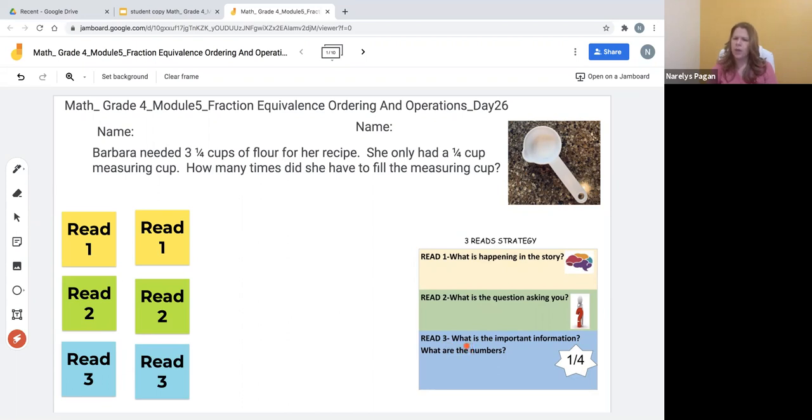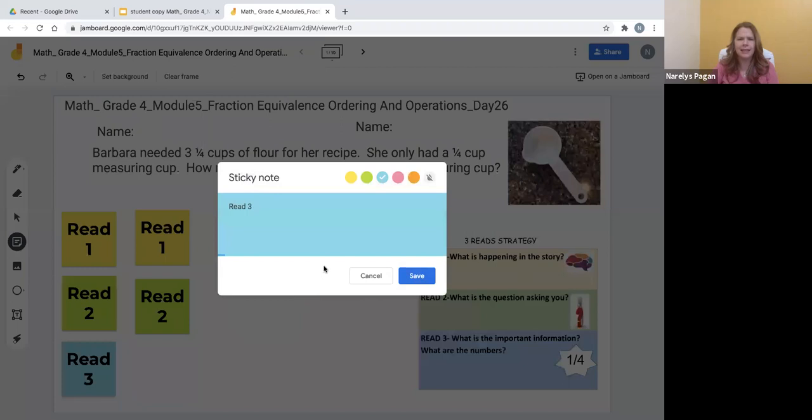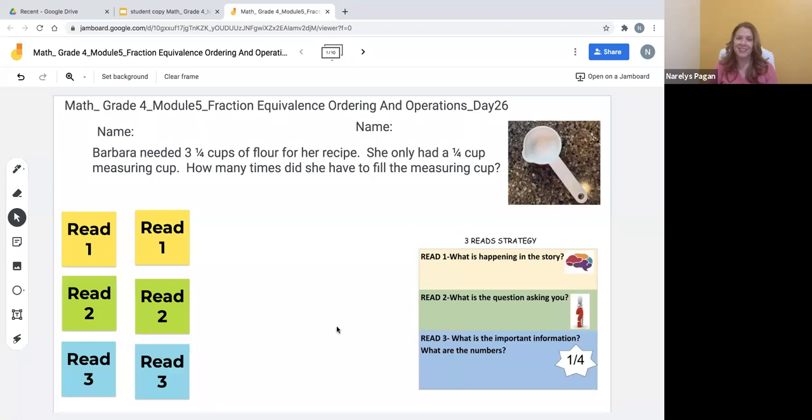Finally, students and scholars, we'll read the application problem a 3rd time. And we'll think, what is the important information? Or what are the numbers? After we listen to the story a 3rd time, we'll click on our read 3 sticky note and then take notes. You might want to write the numbers of this important information in this application problem. All right, students and scholars, let's begin our read 1. Just a hint, in case you're working with a partner, you will use one column of sticky notes and your partner will use the other column of sticky notes.